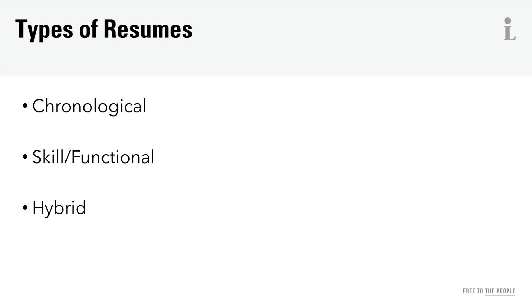A hybrid resume combines elements of both the chronological and functional resumes. You'll include an experience section with bullet points of your accomplishments, but you'll also have a more prominent summary and skills section.